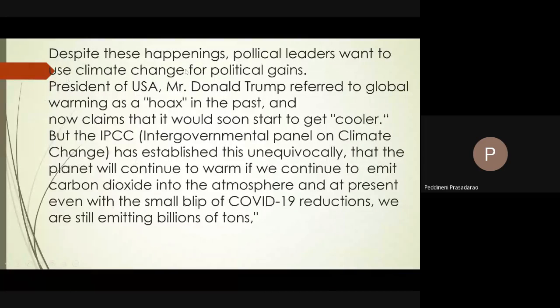And of course, despite these happenings, political leaders want to use climate change for their political gains. The President of the United States, Mr. Donald Trump, referred to global warming as a hoax in the past and now claims that it would soon start to get cooler. But the IPCC, the Intergovernmental Panel on Climate Change, has established that it is unequivocal that the planet will continue to warm if we continue to emit carbon dioxide into the atmosphere. And at present, even with the small blip of COVID-19 restrictions, we are still emitting billions of tons. So this is exactly the thing.